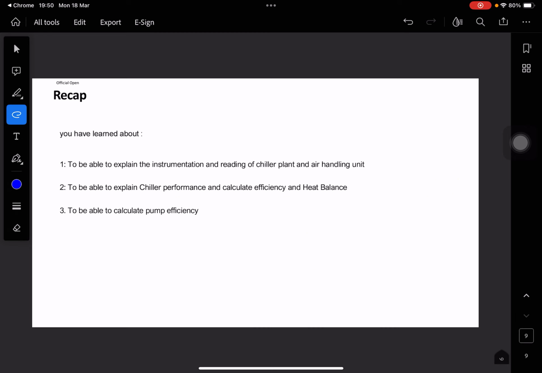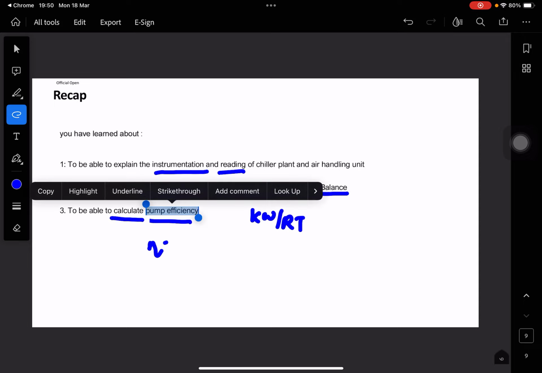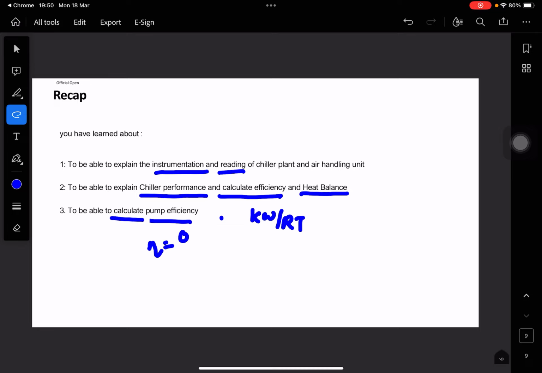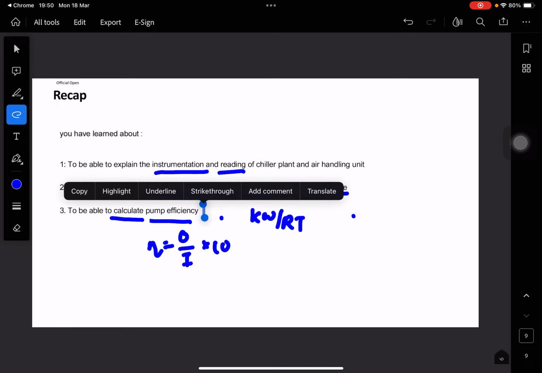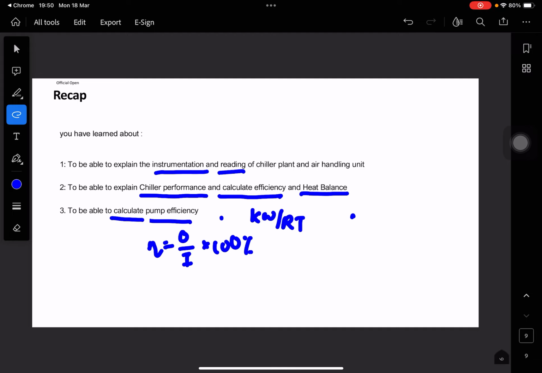So with that, we come to the end of this session, and what you have learned is you're able to explain the instrument, take a look at the instrument, know how to read the chiller data, and basically how much air is going through. The second piece, you are able to explain the chiller performance and calculate some efficiency, which is kilowatt per RT, and then your heat balance, which I shared just now. Finally, you're able to learn about calculating the pump efficiency, which is your output divided by input multiplied by 100%. So yeah, this is the sharing.